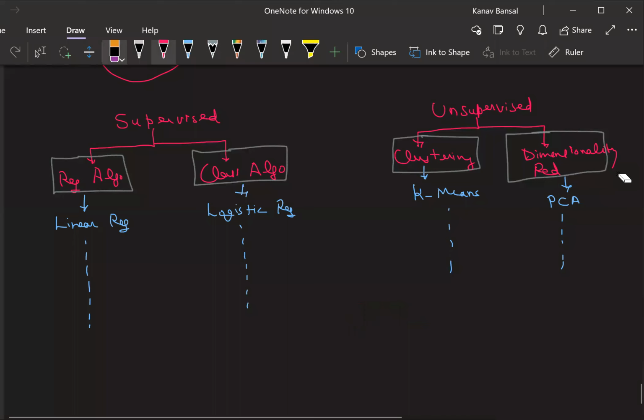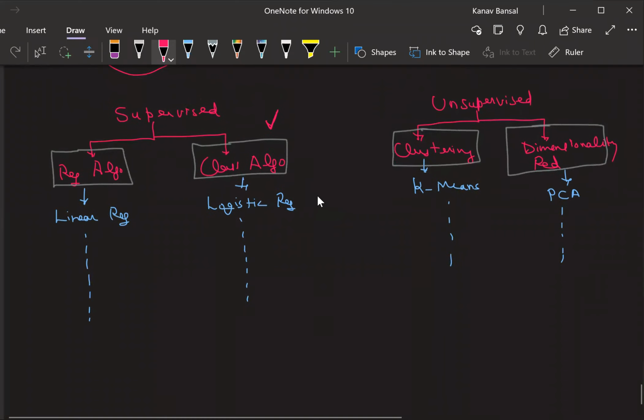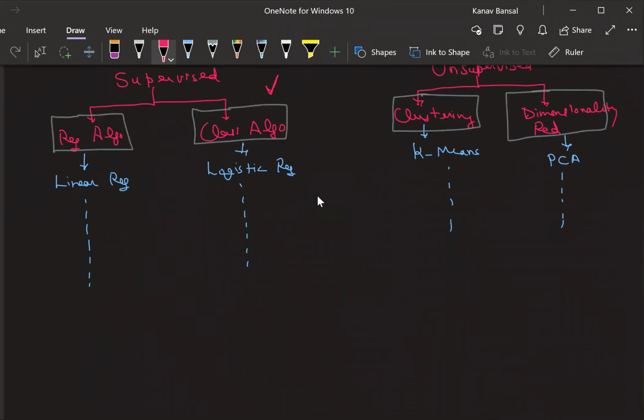Maybe we'll try to talk about this task, because later on we need to do something, you remember? Dimension means number of columns. If you can reduce the number of columns in the data without even throwing away the information, then it is called dimensionality reduction. Now see, do you remember what was the task we need to perform?